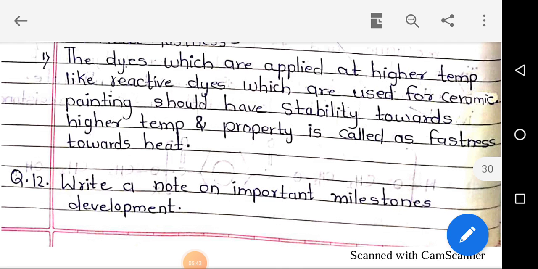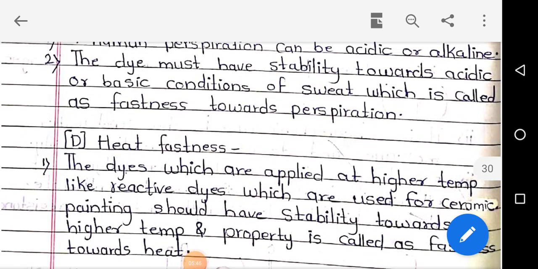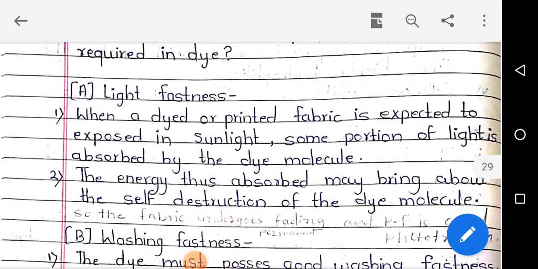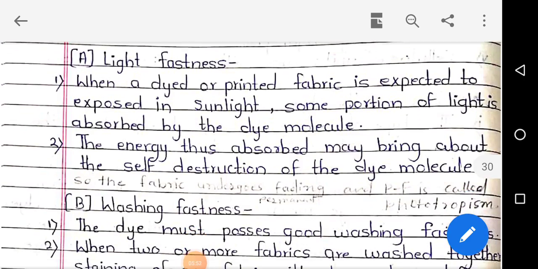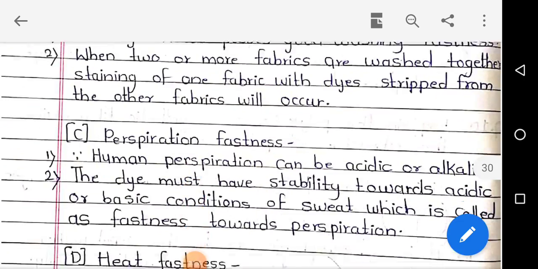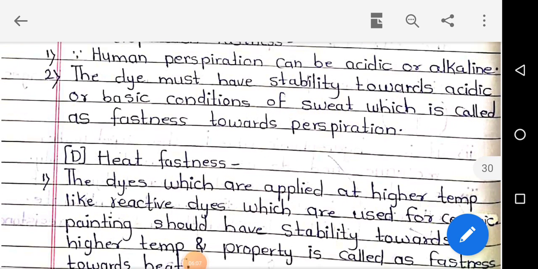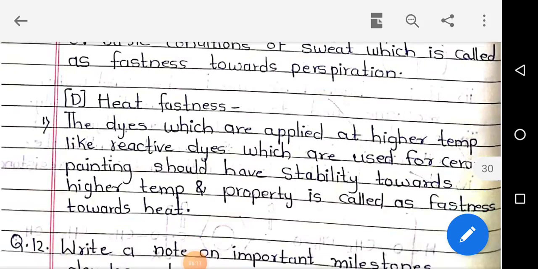That makes it more and more precious. So these are all about the four different types of fastness: light fastness, washing fastness, perspiration fastness, and heat fastness. All these things are to be considered while making the dyes. It will make them more and more precious.